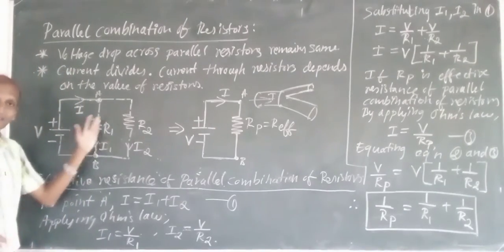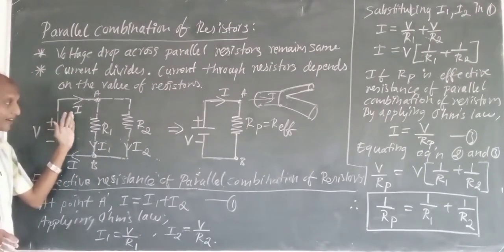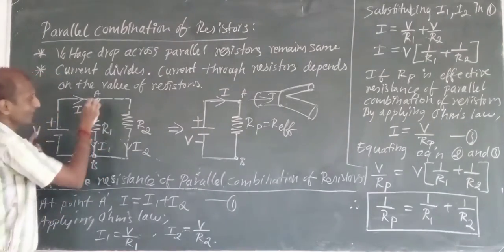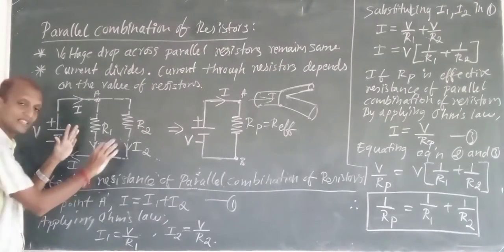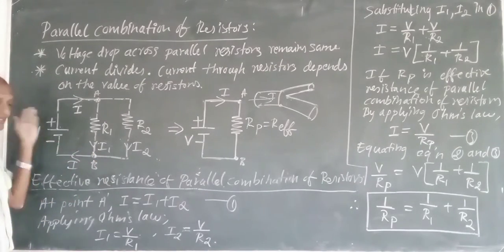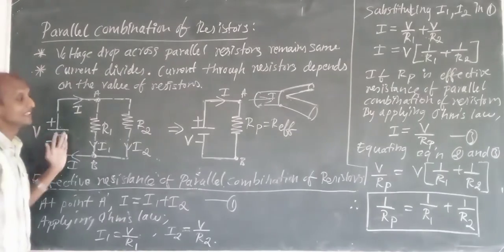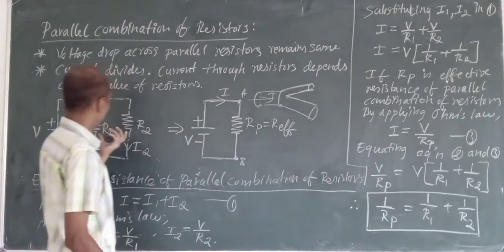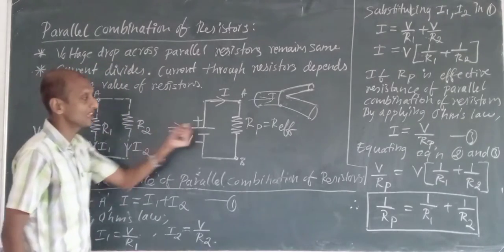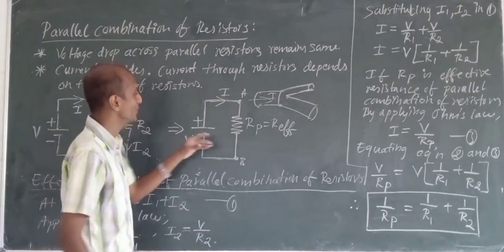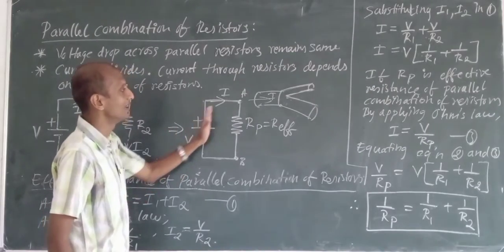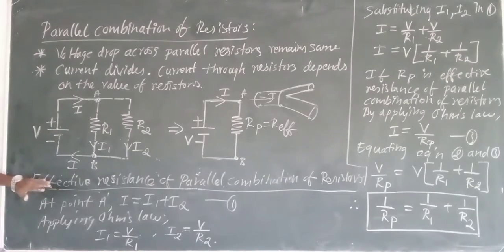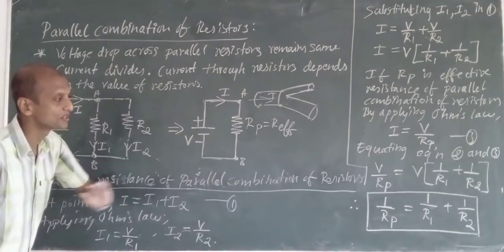This is how the current I will be divided into two currents I1 and I2 at point A, and at point B they combine again and flow as I. This circuit can be written as an equivalent circuit wherein the parallel combination of R1 and R2 is taken as RP or R effective. The same voltage is applied and I starts to flow. Now the effective resistance of the parallel combination of resistors.